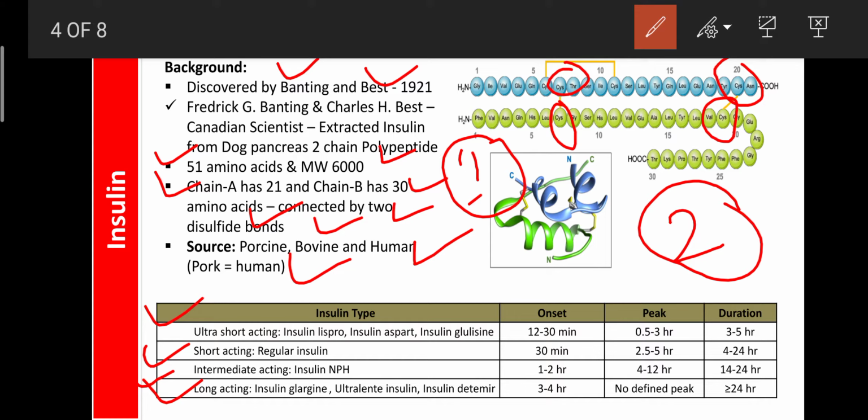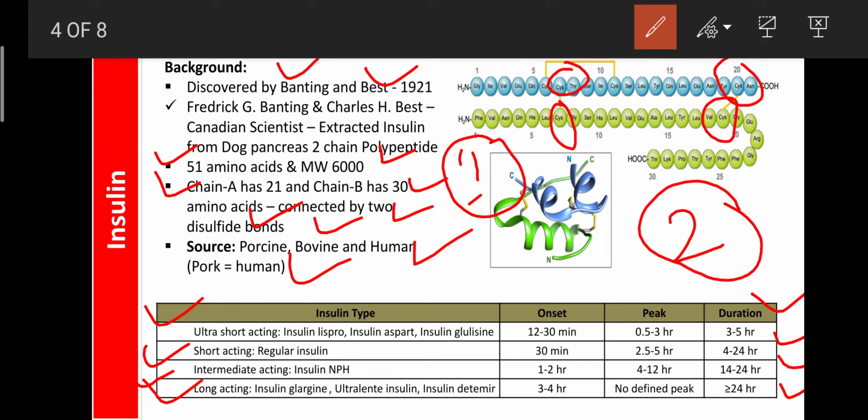Long acting insulin, the duration of action is more than 24 hours. Regarding ultra short acting, their action lasts 3 to 5 hours. So that's why ultra short acting insulin can be used in combination with the other types of insulin derivatives. Then short acting, their duration of action is 4 to 24 hours, and intermediate acting, their duration of action is 14 to 24 hours.